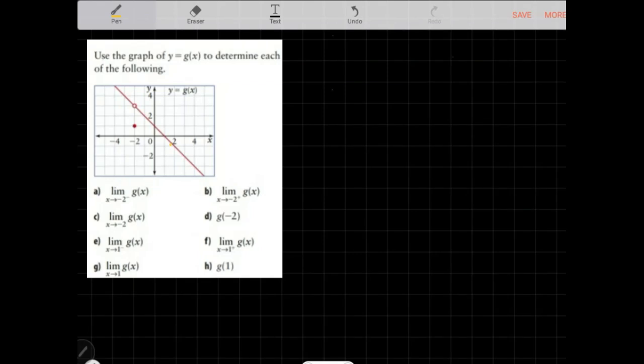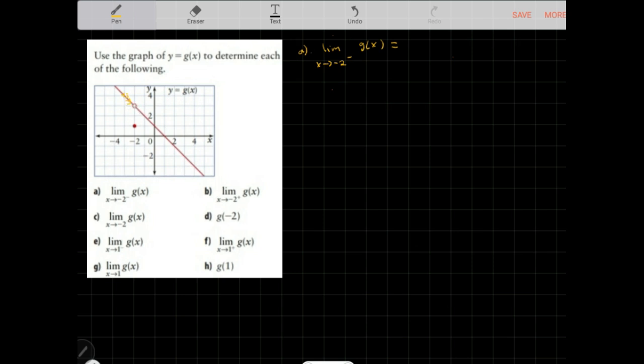Okay, let's use the graph y is equal to g of x to determine each of the following. So we're going to be using limits to identify if the point is continuous or not, right? So let's look at part A. Limit as x approaches -2 from the left, g of x. So this is a left-handed limit. You're approaching -2 from the left side, so you're basically going this way.